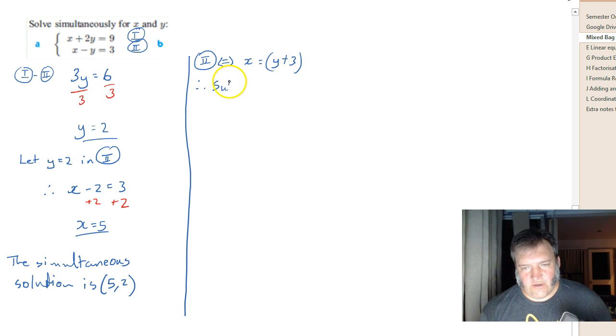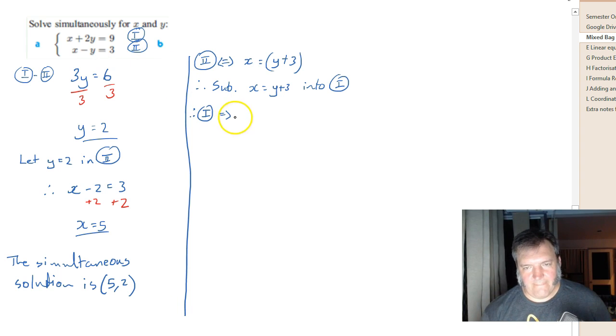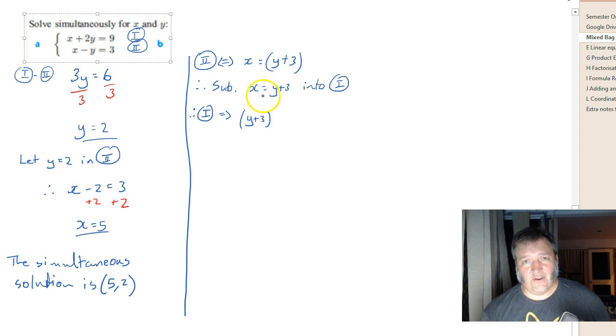Therefore, substitute x equals y plus 3 into the other equation, so equation 1. Therefore, equation 1 has become, instead of x I write y plus 3. It's a good habit to get into to put that in brackets. In this case it doesn't matter, but when there's a coefficient it makes sure you apply it correctly. When there's a negative in front of it, it makes sure you eliminate the opportunity for mistakes, which is what we're trying to do with our math.